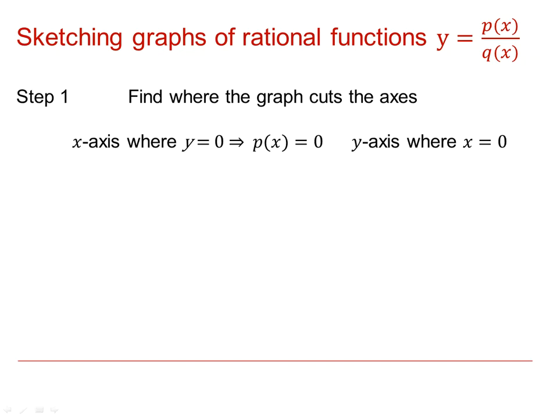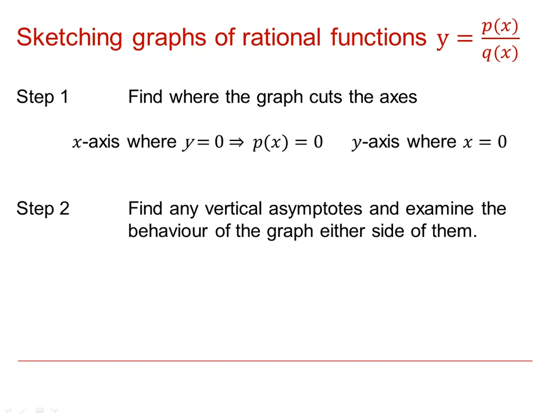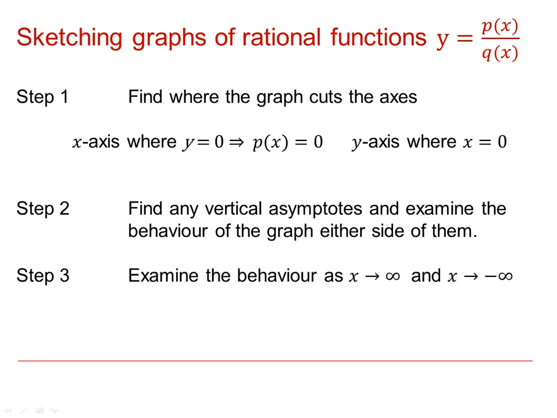Once we've worked out where it's cutting the axes, the next step is to look for vertical asymptotes. A vertical asymptote is going to occur where the denominator q is equal to 0, and so we can find that, and then we should look at what happens just either side of that vertical asymptote. Then we should look at what happens as x approaches infinity or negative infinity. In other words, when x becomes larger and larger, what happens to the value of y?